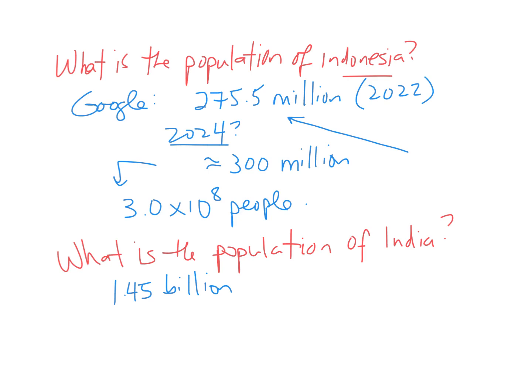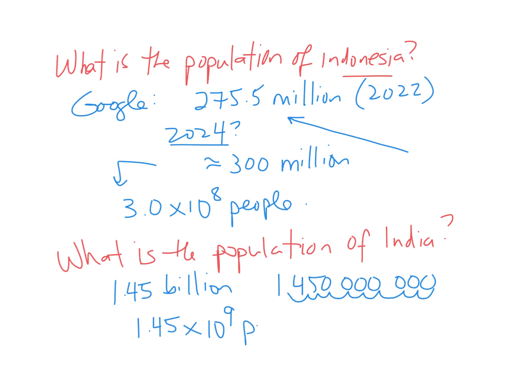But how would we represent a number like 1.45 billion? Let me show you this way. 1.45 billion, if we write the whole thing out, I think is like that, right? So in scientific notation, we would write 1.45 times 10 to the, how many spaces did we move it? 1, 2, 3, 4, 5, 6, 7, 8, 9. 1.45 times 10 to the 9 people, that's roughly the population of India in 2024, written in scientific notation.